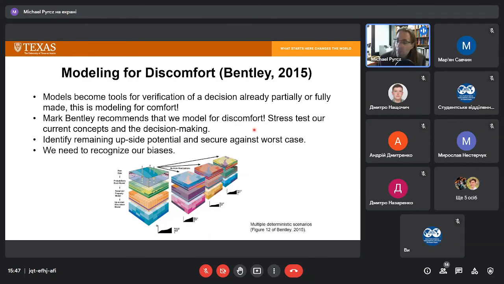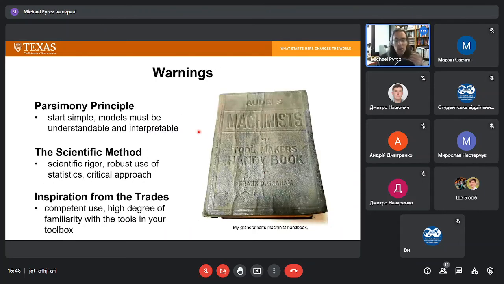The other thing is modeling for discomfort. Anybody ever seen the work of Mark Bentley on geomodeling for oil and gas? Very good paper. He talks about this idea that we should model so that we test what's going on in the subsurface. Models become tools for verifications of decisions already partially or fully made. This is called modeling for comfort. Mark Bentley said, do not do that. So when we do machine learning, let's have the attitude of modeling for discomfort. Build models so that we're testing the uncertainty space. Build models so we're being scientifically critical. Okay, those are a couple of comments.